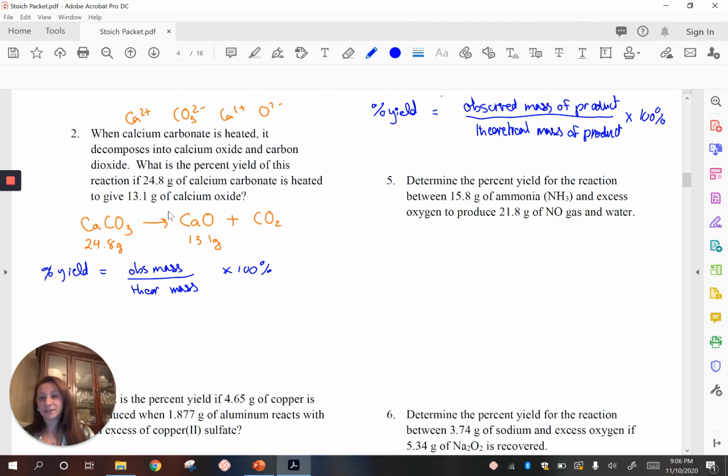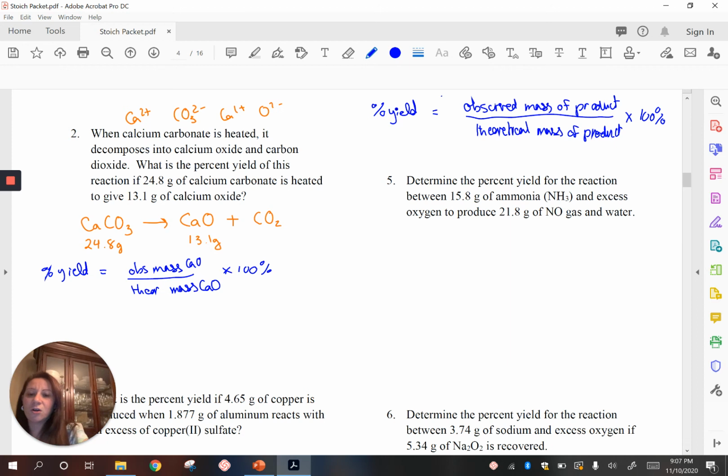Now we have two products here. One of them we have information about. The other one we don't have any information about. If you're given information about all your products, then it should be the total of all your products. So if we had information about calcium oxide and CO2, we should put both of them in here. But in this case, we're only given information about the calcium oxide. So in this case, we're just going to calculate the percent yield for just the calcium oxide. Okay, so it's important to know which substance you're doing this for.